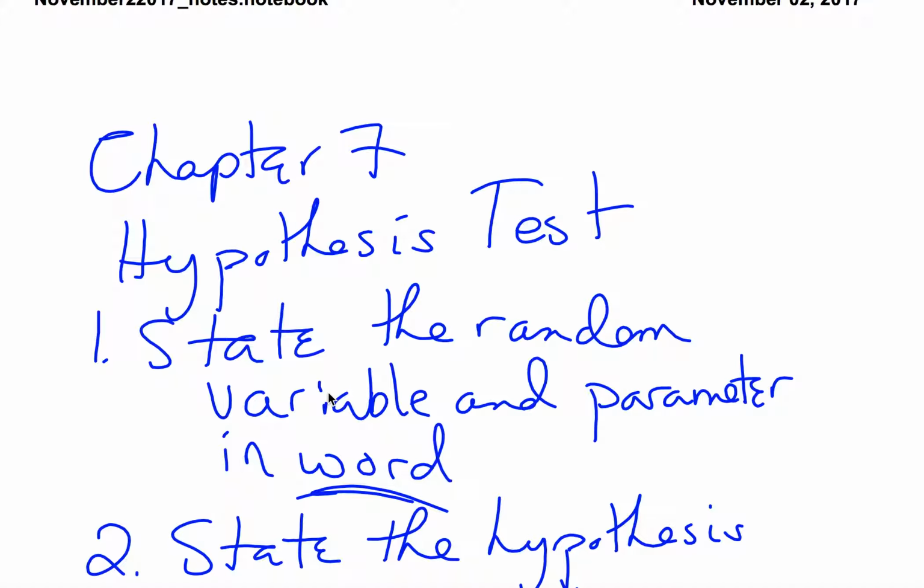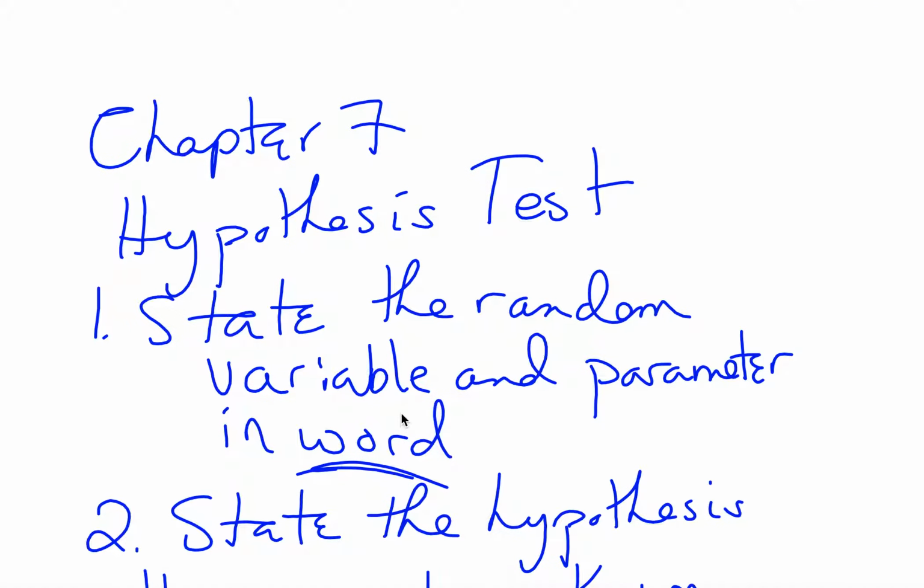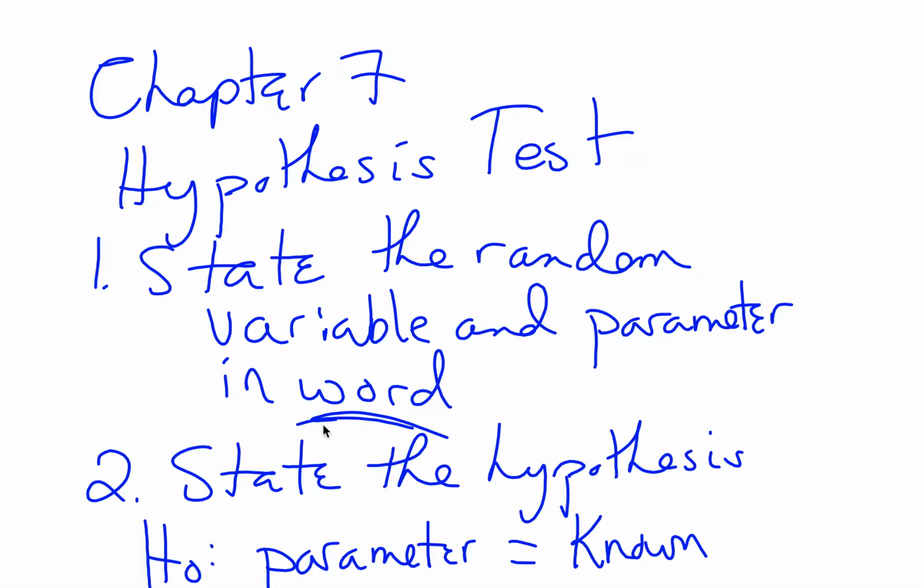And you also don't know what the parameter value is equal to. We're going to compare it to a number that's known out there in the world, but you don't know what the number is. If you knew what the number was, you wouldn't be doing a hypothesis test. But you don't know what this number is for the parameter. You're trying to find that out. So you're going to state this in words.